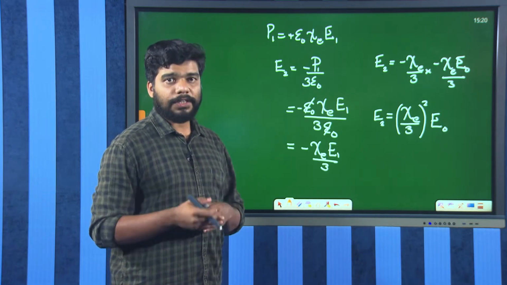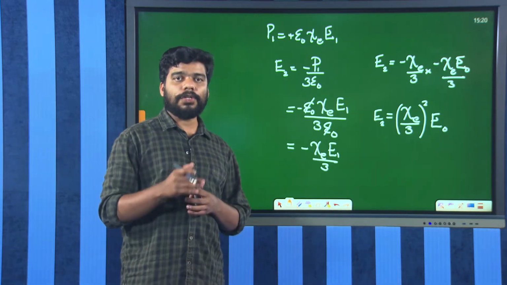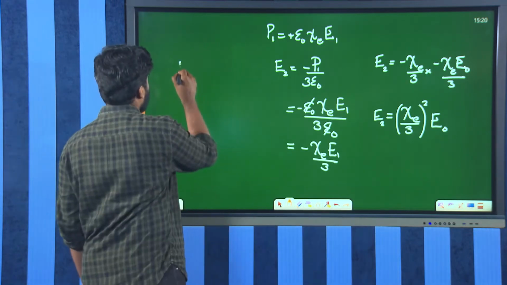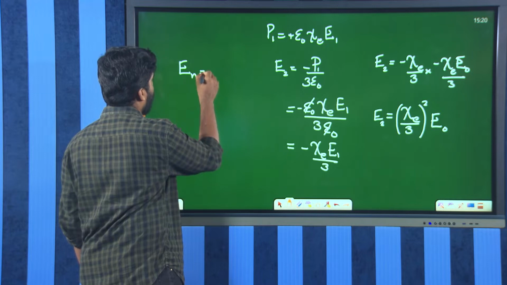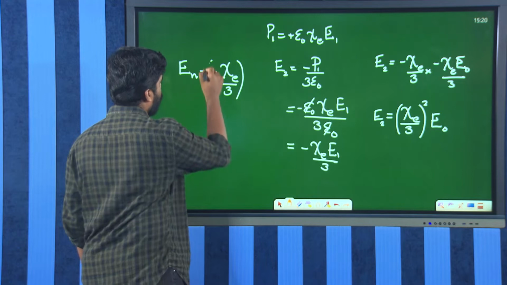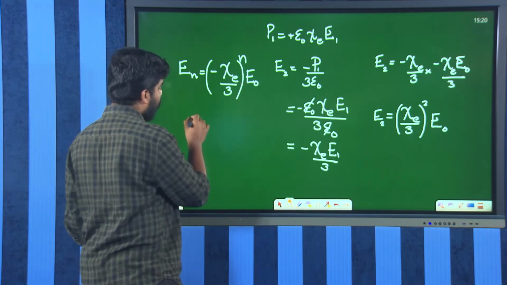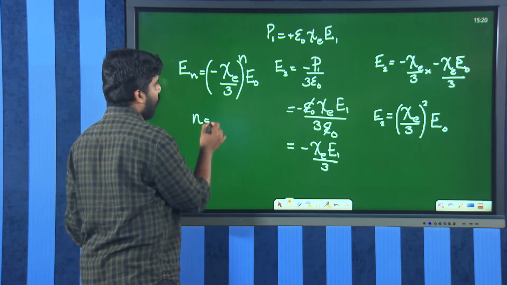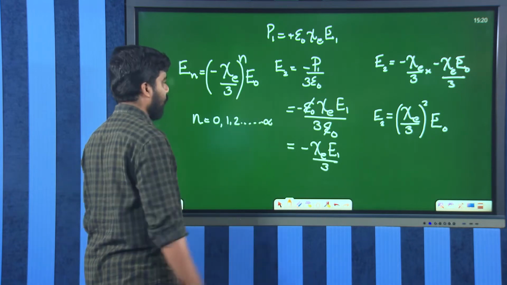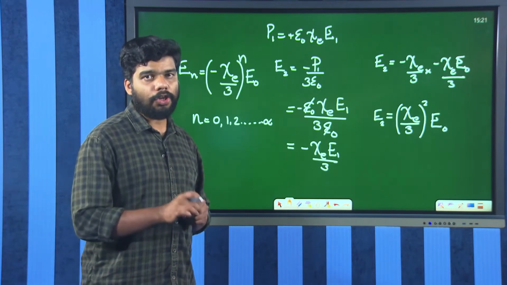So the effective or total electric field due to the contribution of n polarizations is given by En is equal to minus chi E by 3 whole raised to n, into E0. And what is the value of n? n runs from 0, 1, 2, etc., up to infinity, since this expression can be expanded in terms of a geometric series.